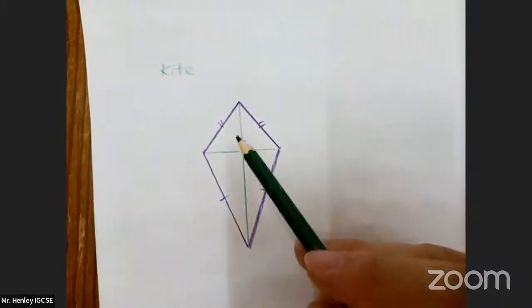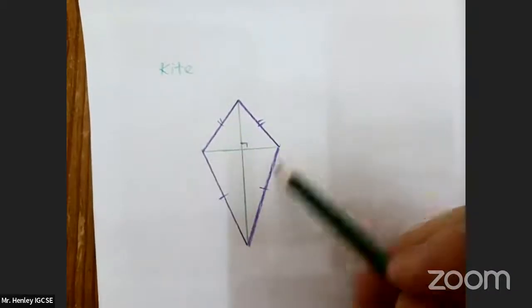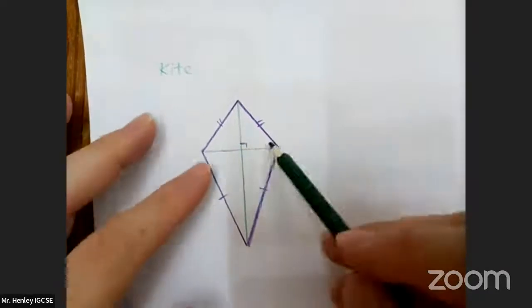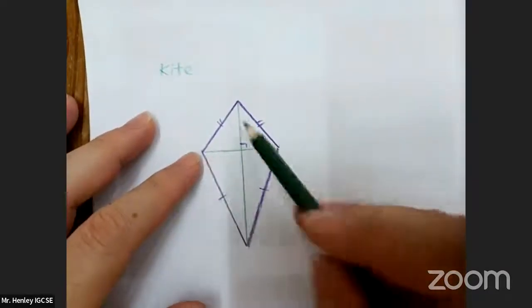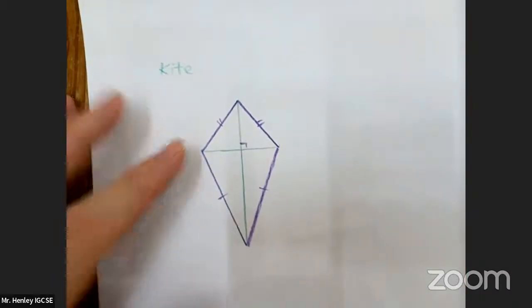The top two sides will be the same length, whereas the next two will be the same length. This is the kite shape. When you draw the diagonal line, it will make a 90-degree right angle here.